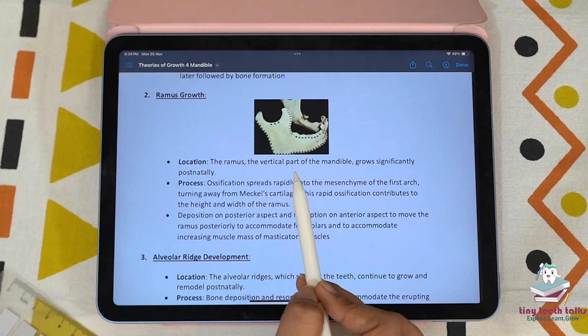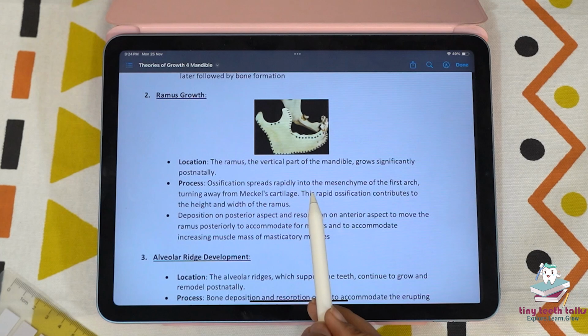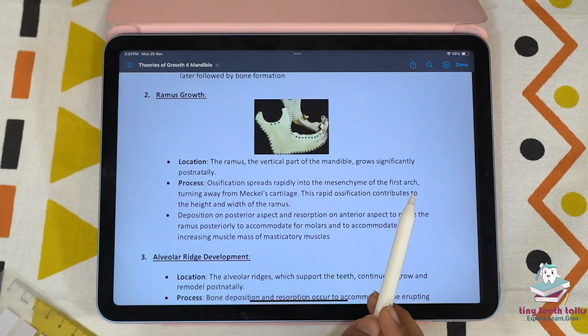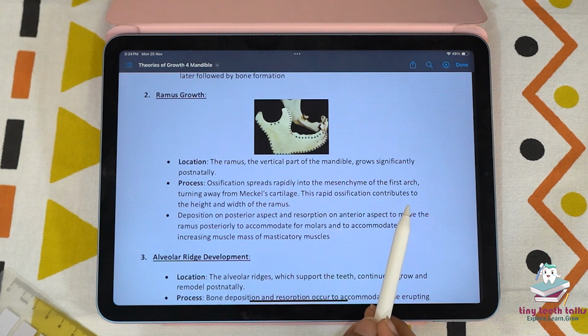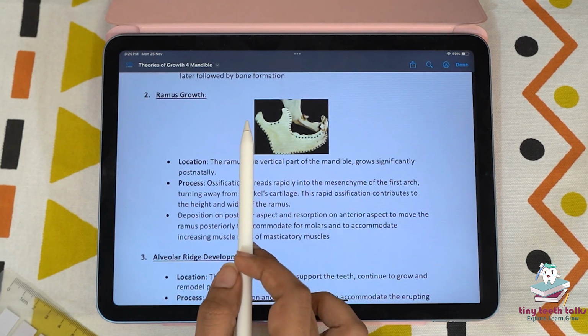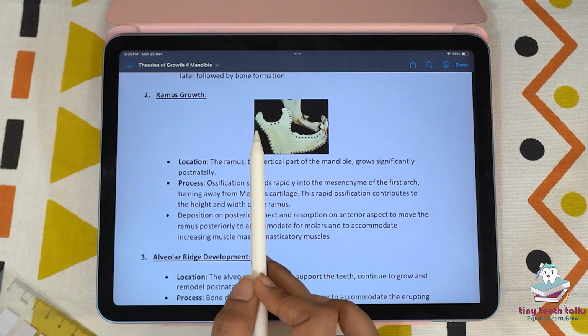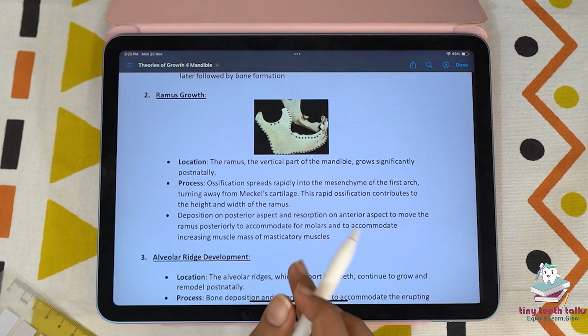Then the ramus growth. The ramus, the vertical part of the mandible, grows significantly postnatally. Ossification spreads rapidly into the mesenchyme of the first arch, turning away from the Meckel's cartilage. This rapid ossification contributes to the height and width of the ramus. Deposition on the posterior aspects and resorption on the anterior aspects move the ramus posteriorly to accommodate for molars and to accommodate increasing muscle mass of masticatory muscles.